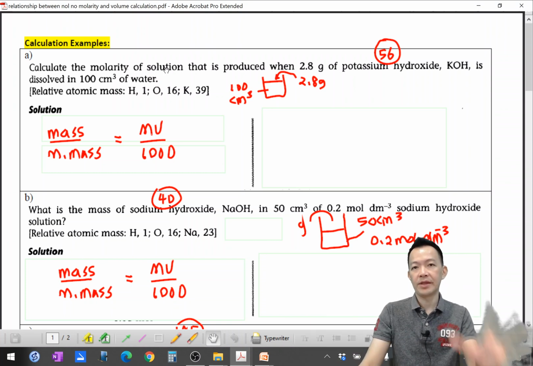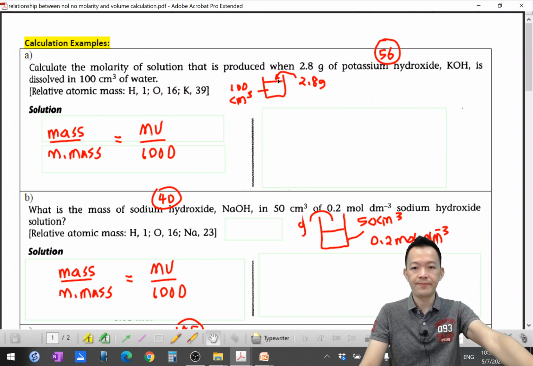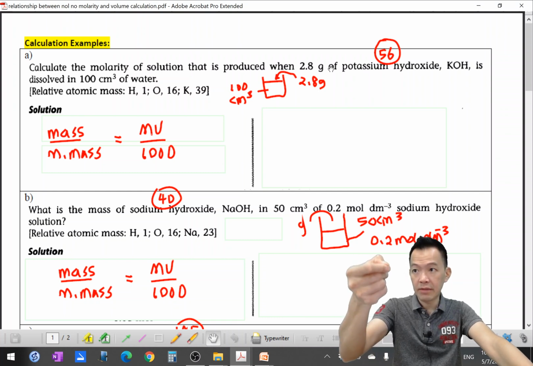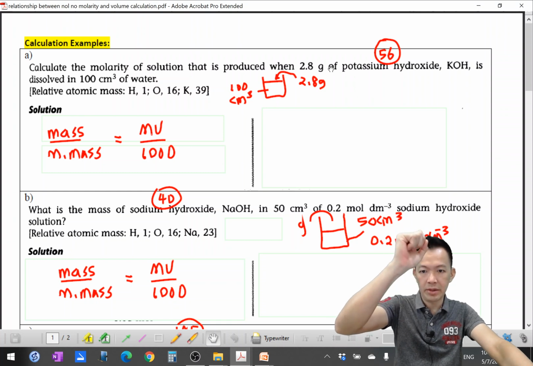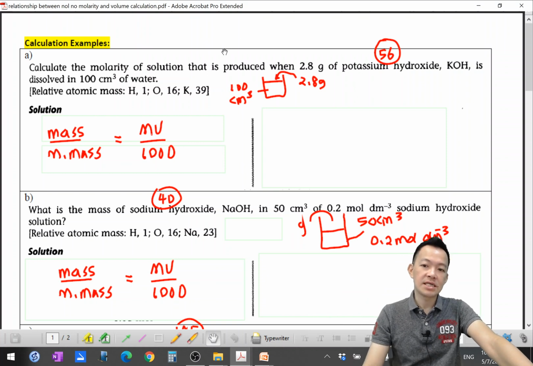Very simple. Imagine it, this question is accurate, we are not playing children's games. So now I have a beaker with 100 cubic cm of water in it, and I add 2.8 gram of potassium hydroxide powder inside. I stir. After I stir, the potassium hydroxide dissolves into the water very fast. And now the new solution, how is the molarity?